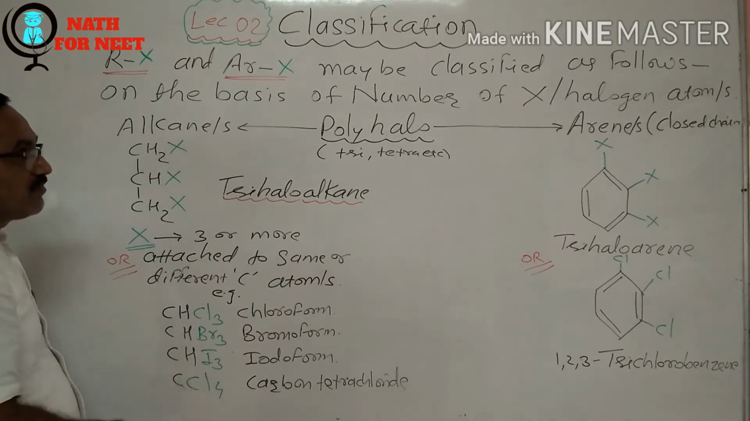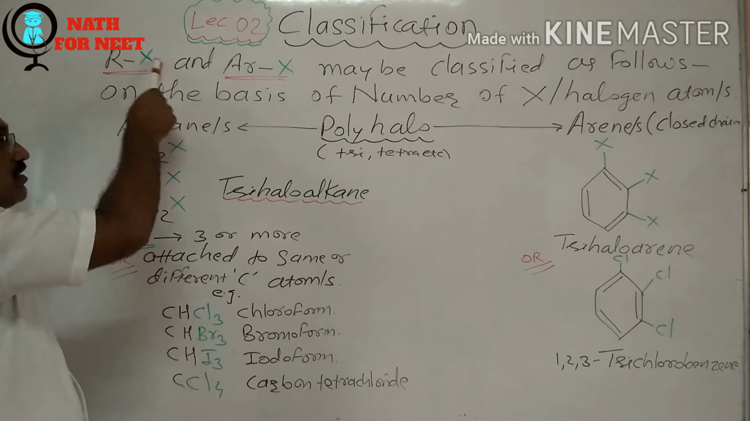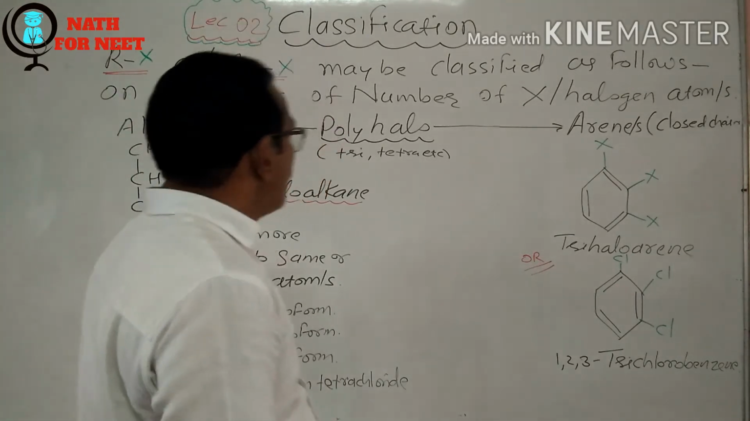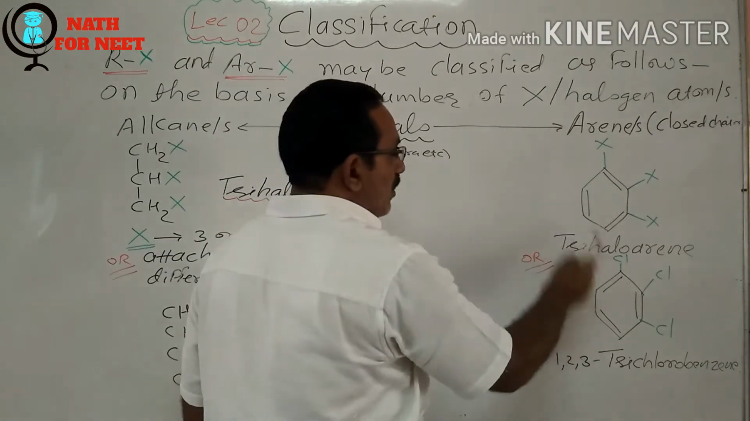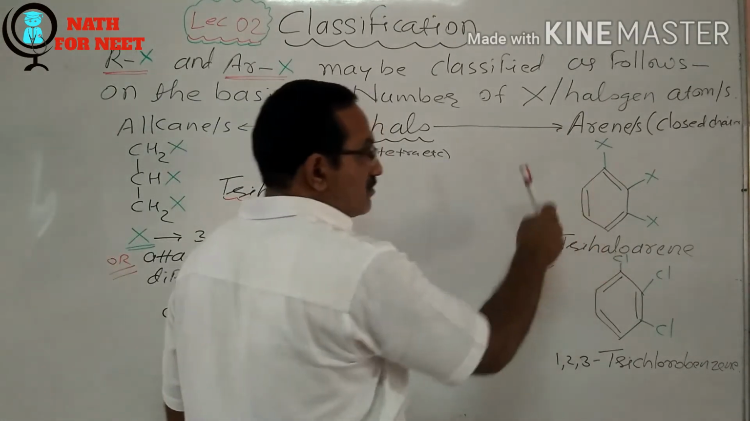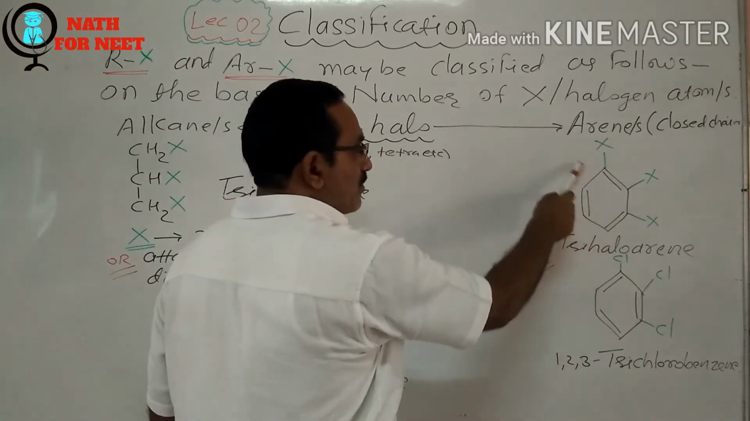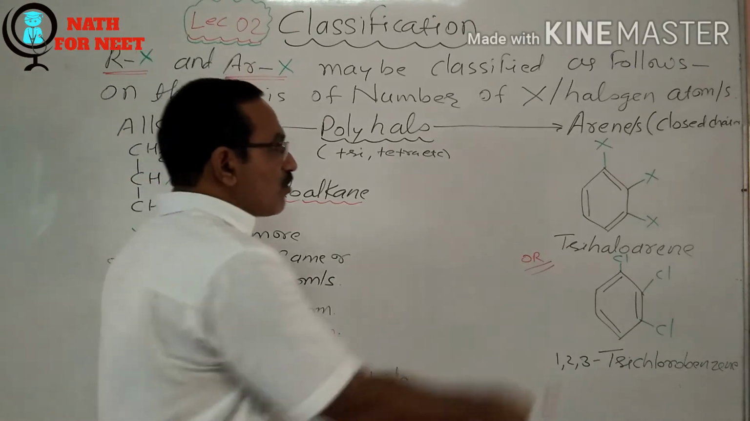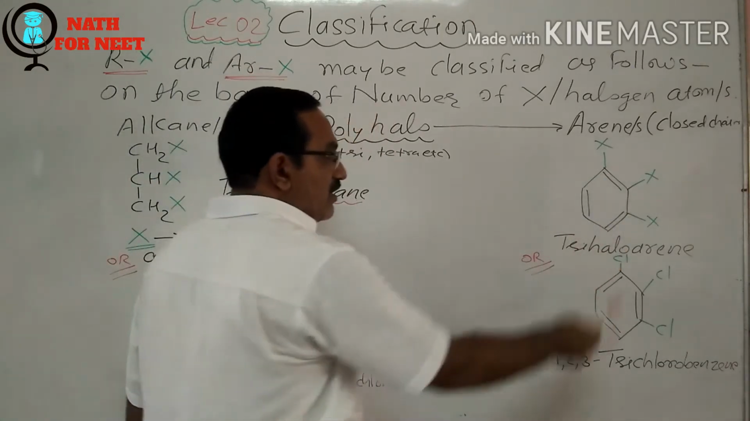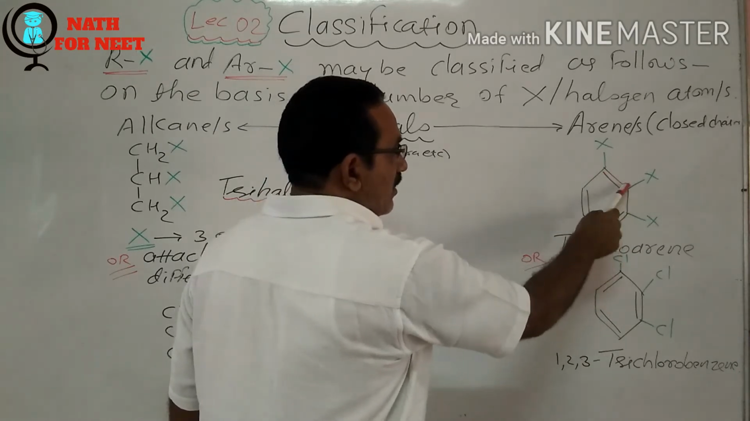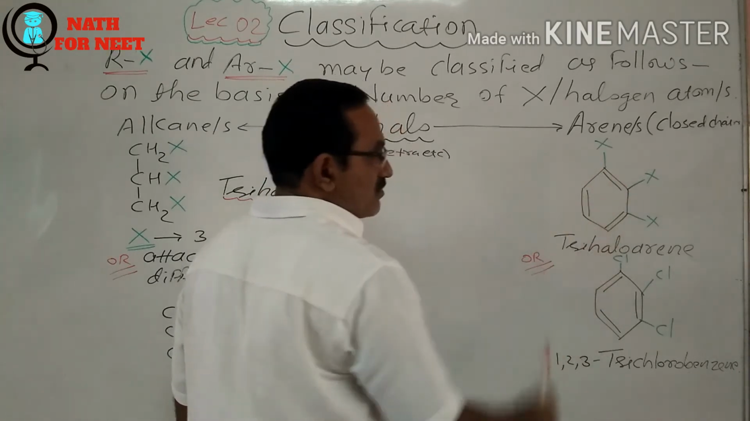So all these are the polyhaloalkanes, which belong to the haloalkanes. Then polyhaloarenes. Here also more than 2 halogen atoms are present in the aromatic ring. And in this case, see here, these halogen atoms are directly attached to the aromatic ring.